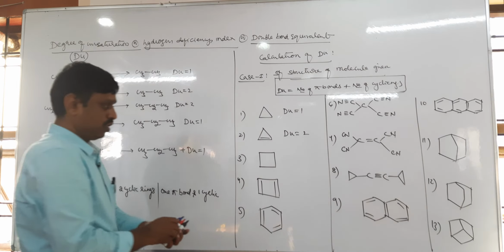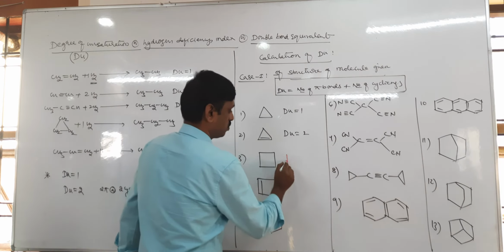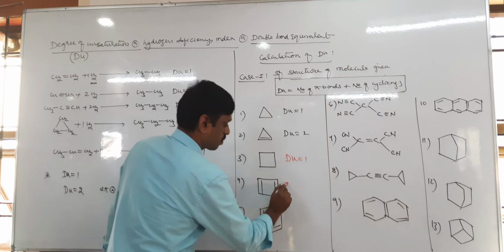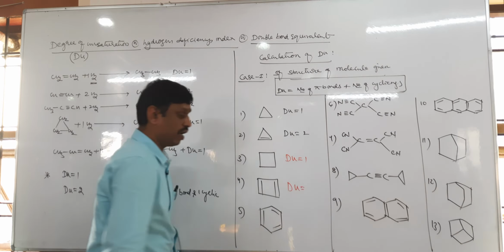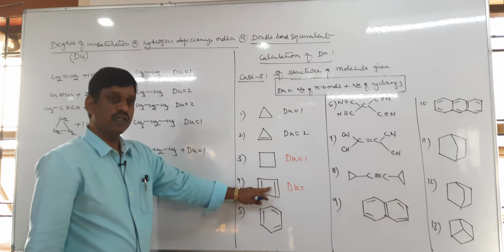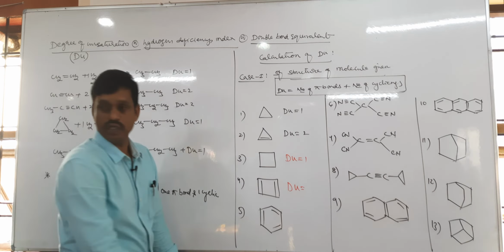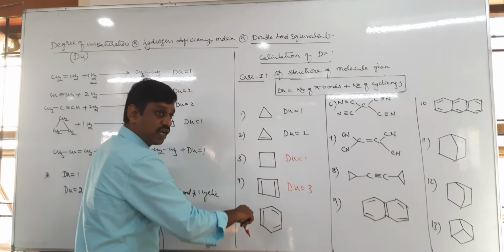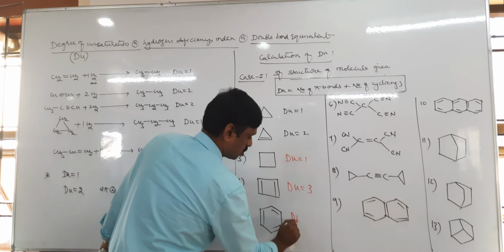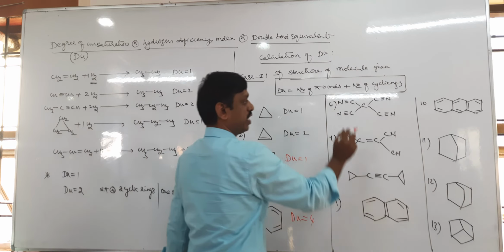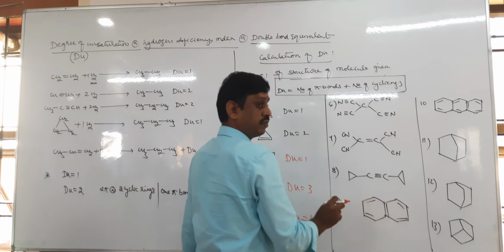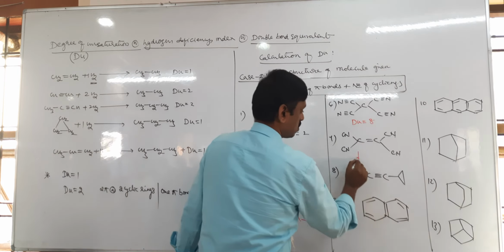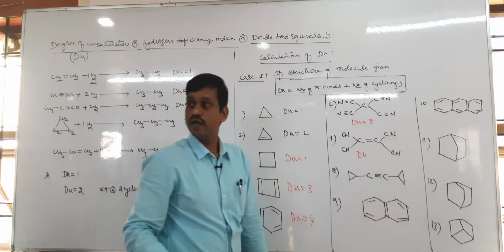Tell me, so what is the DU? 1. Here, 2 pi bonds plus 1 cyclic ring, 2 plus 1, 3. Next, benzene: 1 cyclic ring plus 3 pi bonds, 4. Next, DU equal to 8.